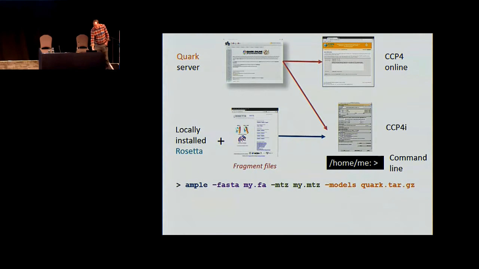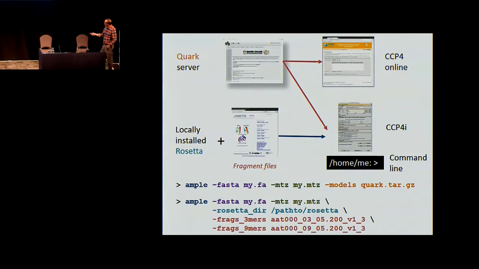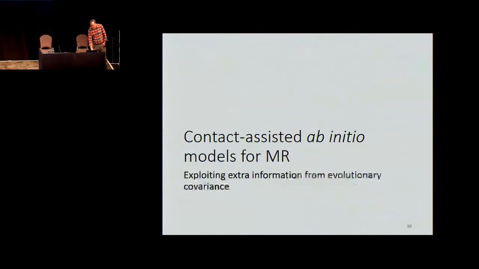It's quite simple. For Rosetta, it's a little bit more complicated. You tell AMPLE where Rosetta is installed, and you give it those 2 fragment files from the server. So that was fine. That was a few years ago.